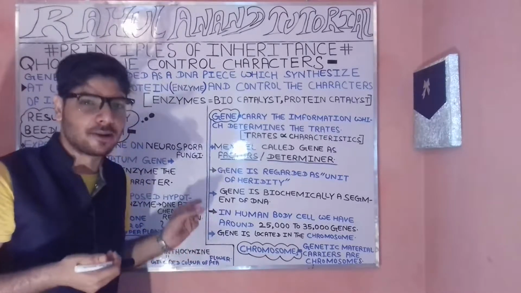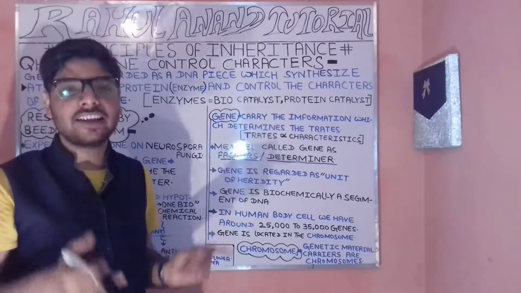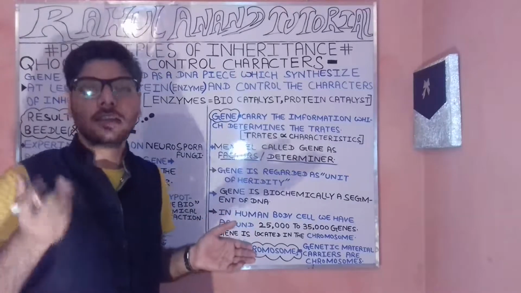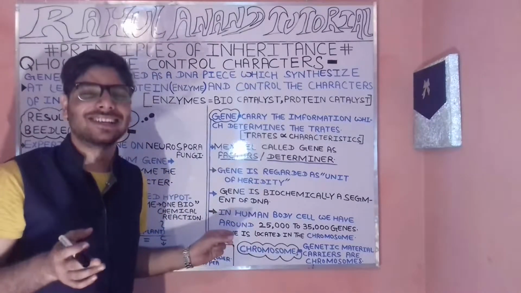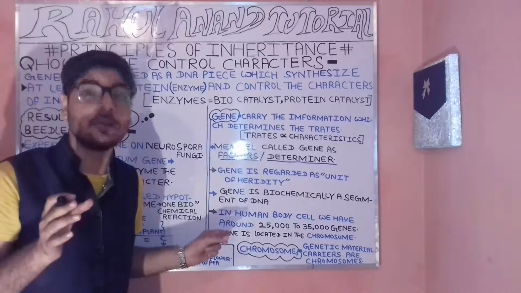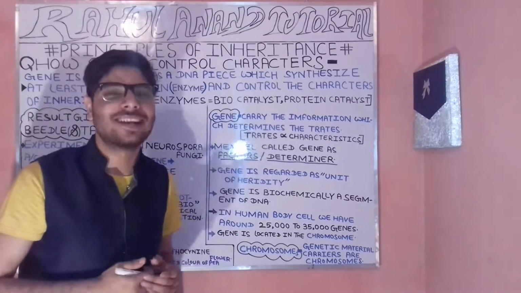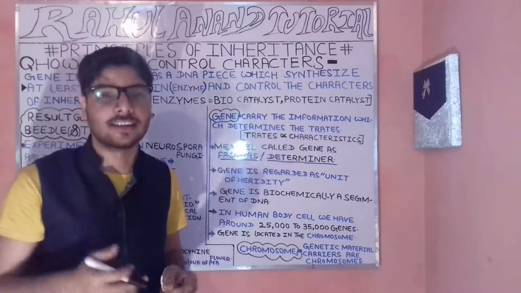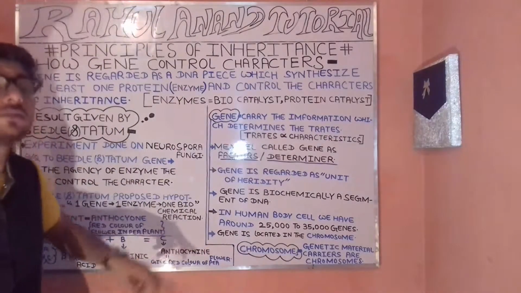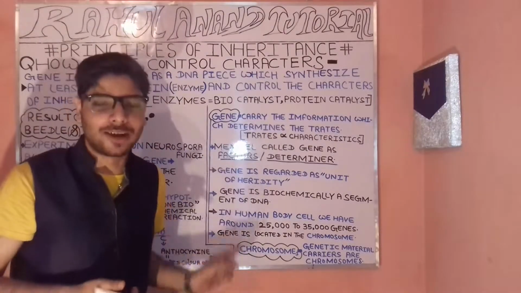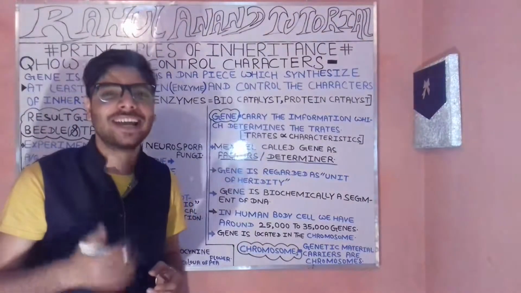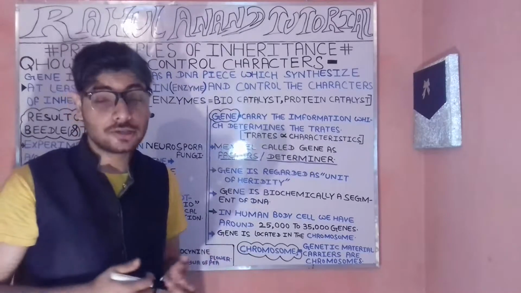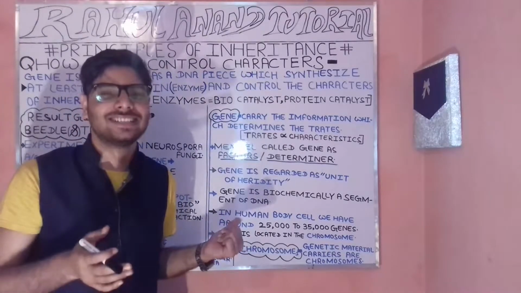Now let's discover more. Beadle and Tatum proposed one gene, one enzyme, one biochemical reaction. It means one gene is equal to one enzyme, and one enzyme is equal to one biochemical reaction. Biochemical reactions are the overall reactions which take place in our day-to-day life. For this, Beadle and Tatum used an example.